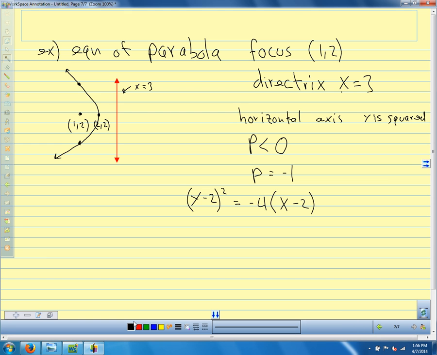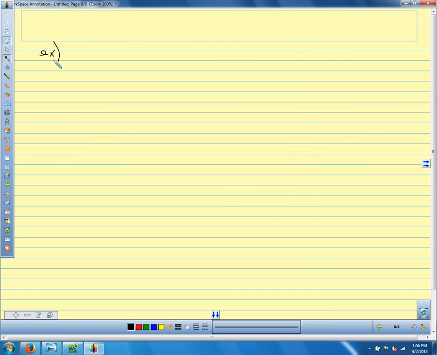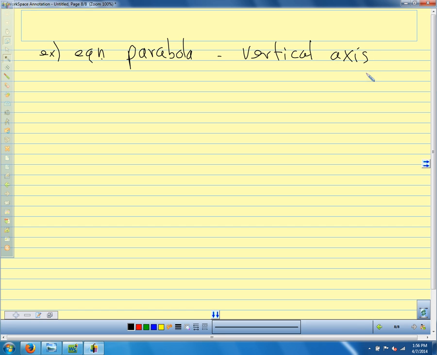All right, questions on that one? All right, last one. We want the equation in standard form of the parabola with a vertical axis, vertex (0, 0), and it goes through the point (negative 3, negative 3).